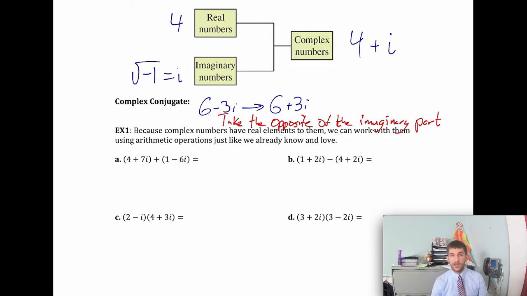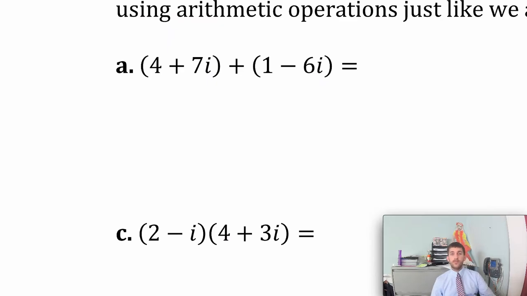Now, because complex numbers are numbers and they have real elements in them, we can work with them just like we would have done with real numbers. We can do arithmetic processes like addition, subtraction, multiplication, division. We're going to focus on addition, subtraction, and multiplication for now. So, for example, 4 plus 7i is one group, plus 1 minus 6i.